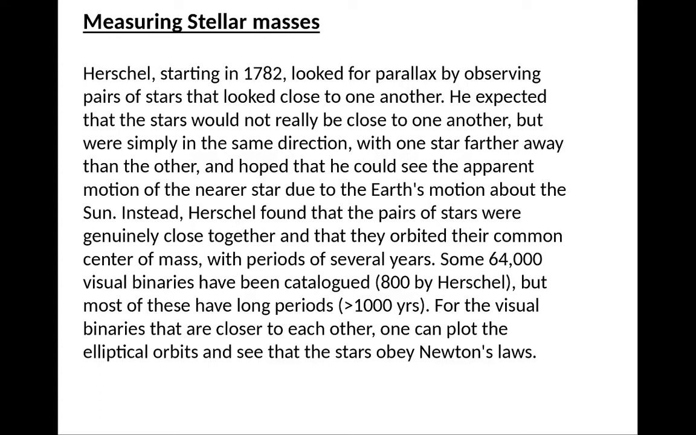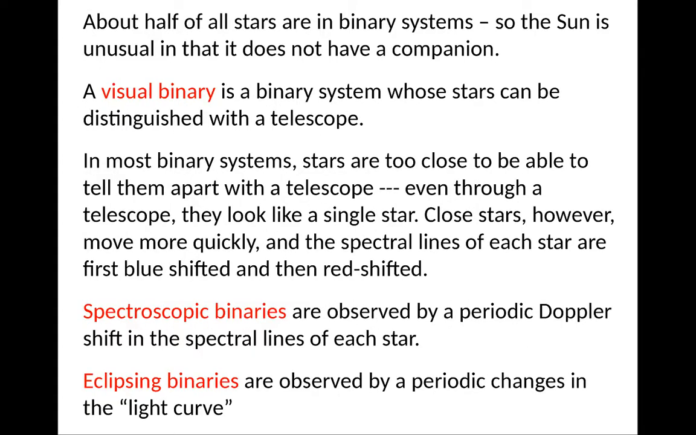So he found there are some 64,000 visual binaries. Herschel found 800 of them, and most of them have very long periods, greater than 1,000 years. But for some of the visual binaries that are close to each other, one can plot their orbits and see that these stars obey Newton's or Kepler's laws. It turns out about half of all stars are in binary systems. The sun is unusual in that it doesn't have a companion.